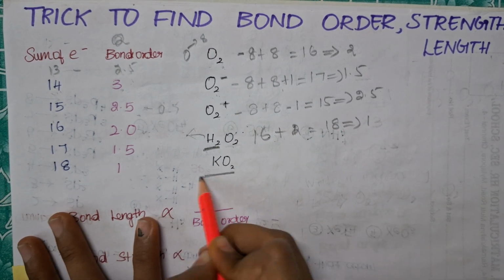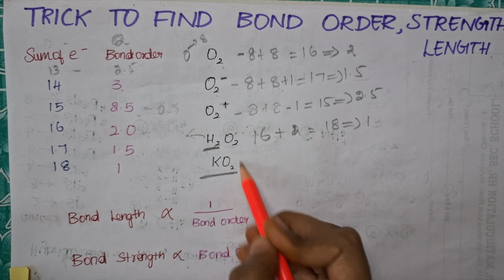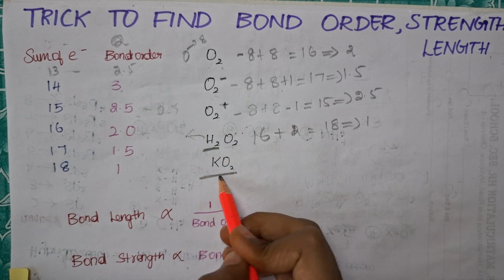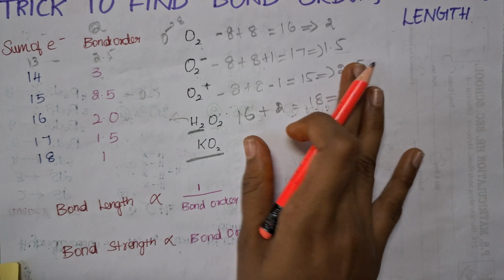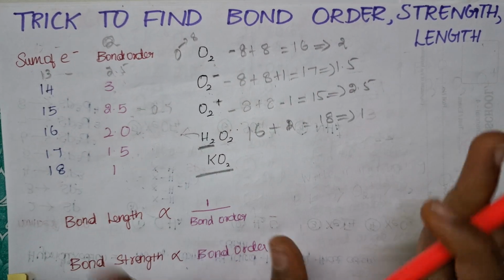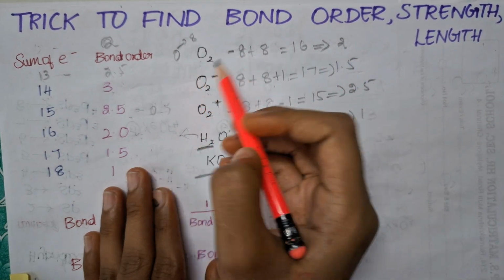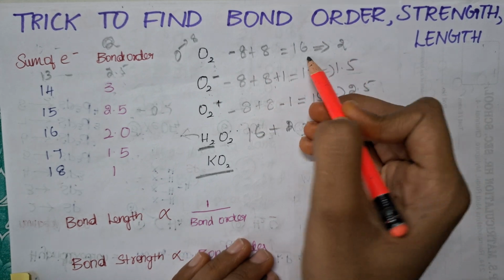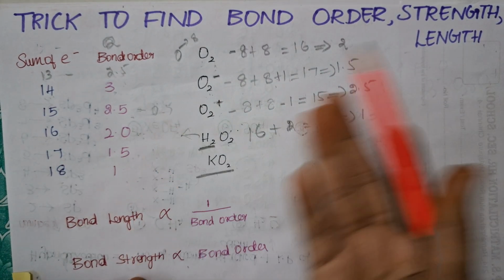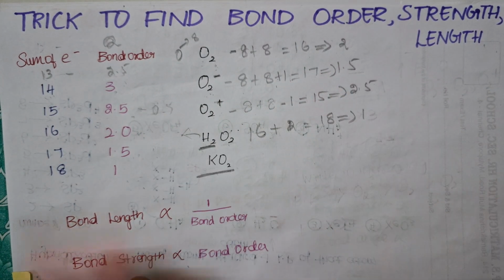In a similar way, can you do it for KO2? Just calculate for O2, that is 16, and add for K. And give me the answer in the comments. You are clear, right? Simply you should know the atomic number. Atomic number of oxygen is 8, 2 oxygens are there, so I am adding. It is 16, which means I know the bond order from the trick I memorized. It is 2, right? That's it.